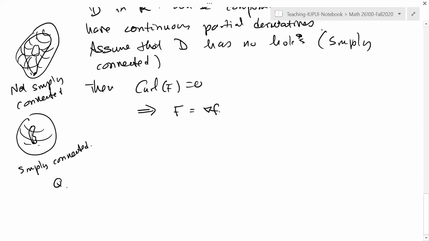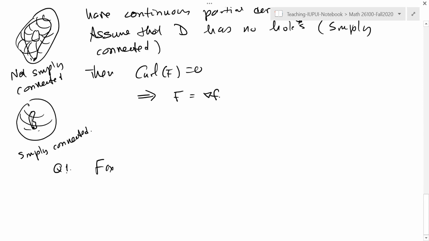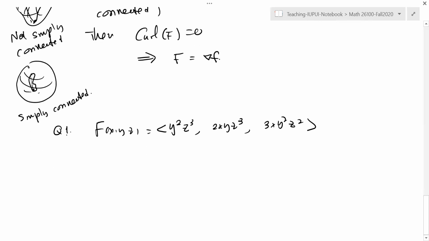So let's take a look at an example. Let's look at F. This is y squared z cubed, 2xy z cubed, 3xy squared z squared. All right, so this is a 3-dimensional vector field.